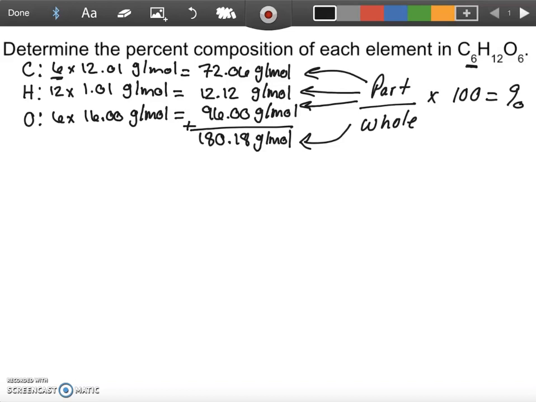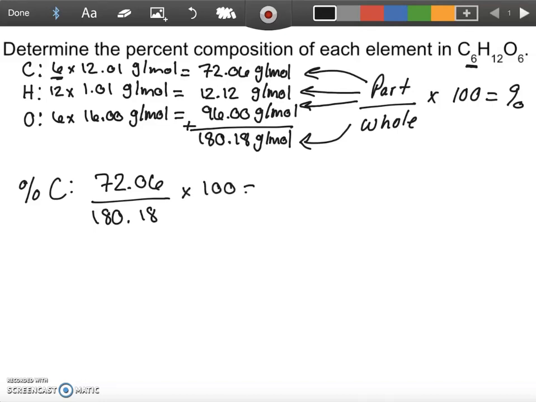So to calculate the percent that each element contributes, for instance, the percent carbon in this formula, we will take the part, which is 72.06, divide it by the whole, which is the molar mass, and we'll leave the grams per mole off because those will cancel. Then we multiply it by 100, and that'll get us the percent carbon. I'm not going to solve it right now. I'm going to set everything up first, then we'll go through and solve.